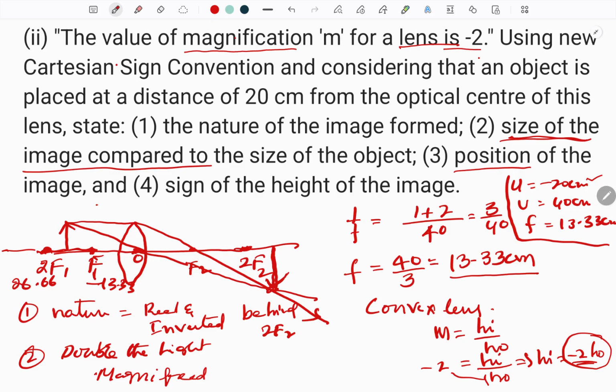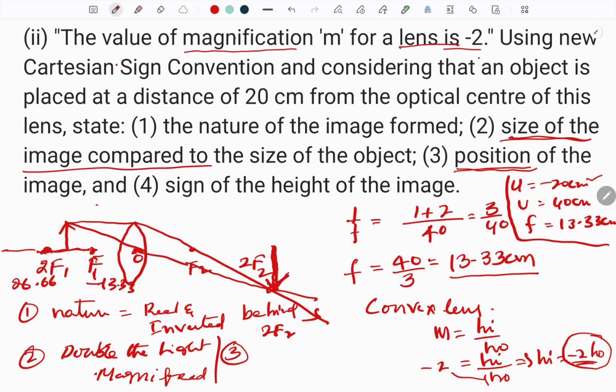The image size is 2 times bigger than the image of the object, so it is magnified. This is the second one. Now the third one, position of the image. Let's see the position of the image. Third point, position. Where is this one? The image position is behind.